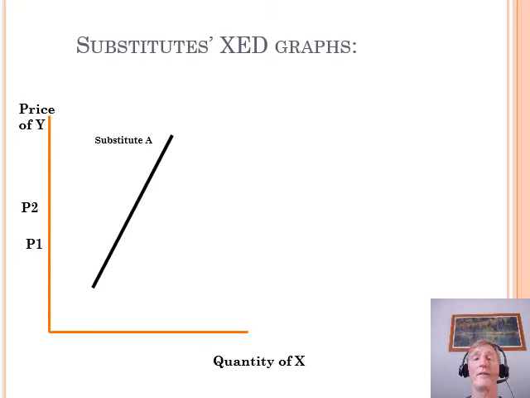Now, in the case of substitutes, it's a similar idea. It does get a bit tricky because you have to imagine, again, these are not demand curves. They are showing a relationship between two different products. One has the price change and the other is the quantity change. Quantity of X is going to be shown by two types of substitutes. In this case, substitute A.